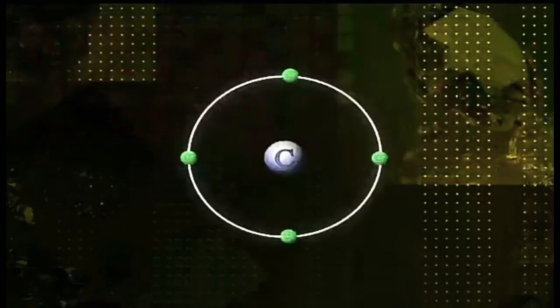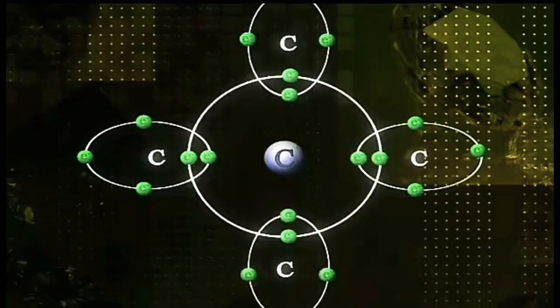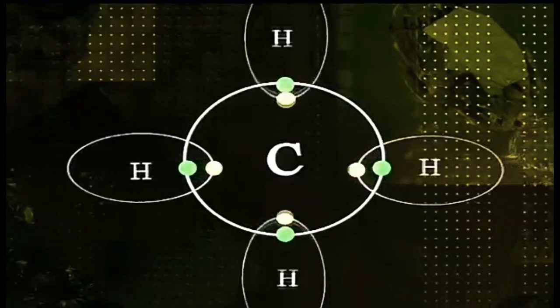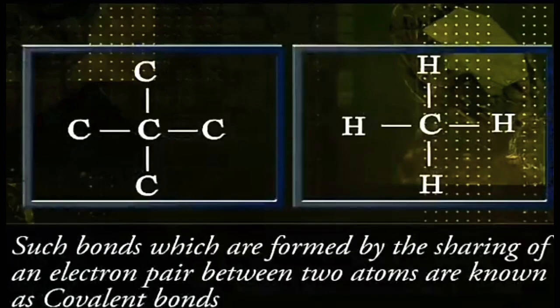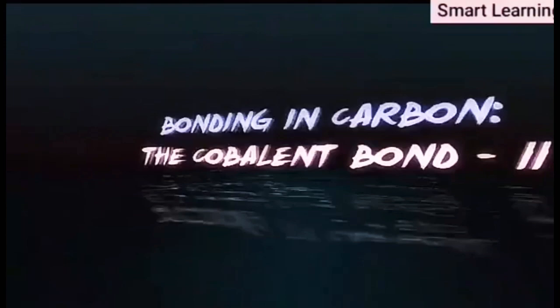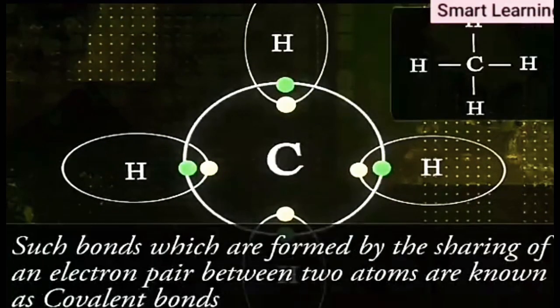Carbon overcomes this problem by sharing its valence electrons with other atoms of carbon or with atoms of other elements. Such bonds which are formed by the sharing of an electron pair between 2 atoms are known as covalent bonds.